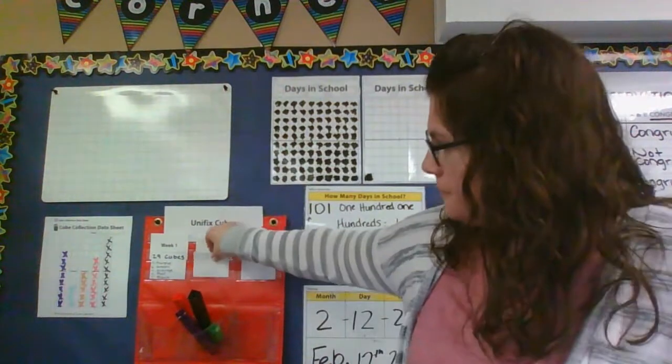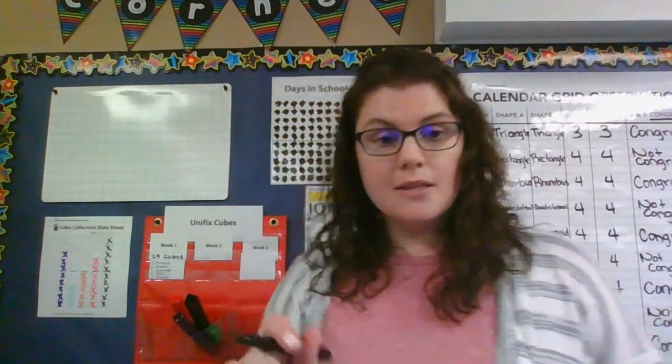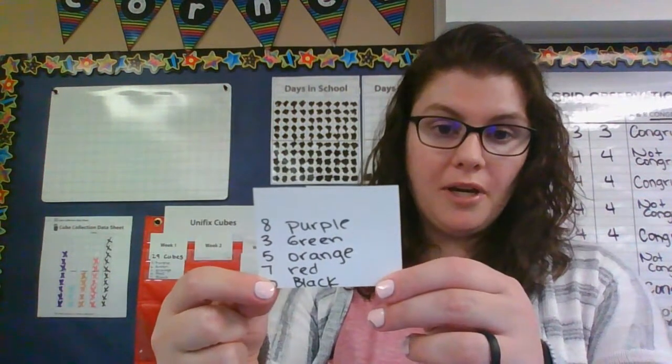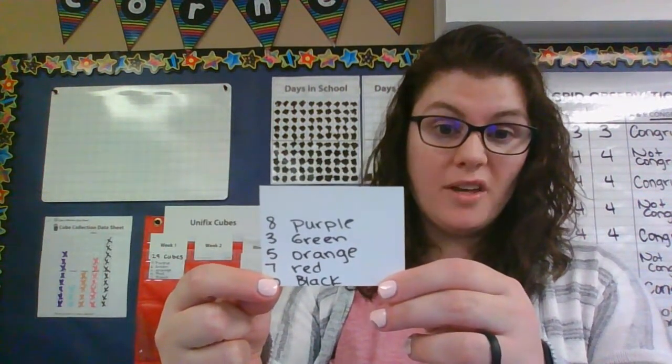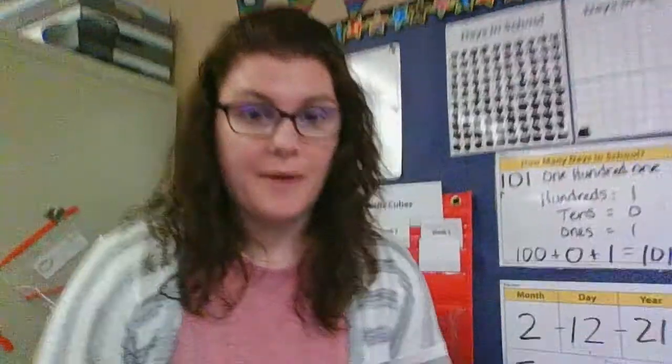Okay, now we need to fill out our card to figure out how many cubes we've collected. So, let me fill this out. Okay, so here we go. We have 8 purple, 3 green, 5 orange, 7 red, and 10 black. Those are a lot of numbers to add up. So we're going to use our board to help us do just that.